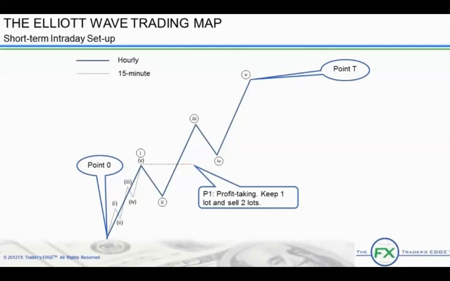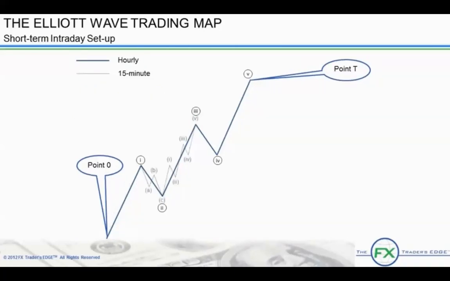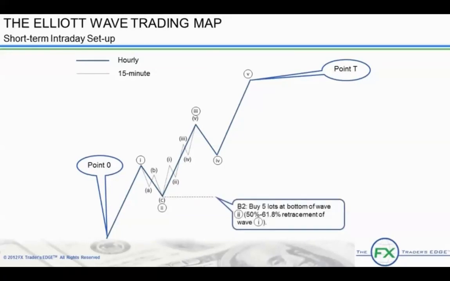The first profit-taking level is when you count 5 waves up to complete wave 1 circled. At this point, sell 2 lots, holding on to 1 lot in case wave 1 circled extends. At the end of wave 1 circled, we have now taken profits on 2 lots, and we are still 1 lot long. We are now looking for an entry point to add to our position, which is the larger degree wave 2 circled pullback to between 50% and 61.8% of wave 1 circled.